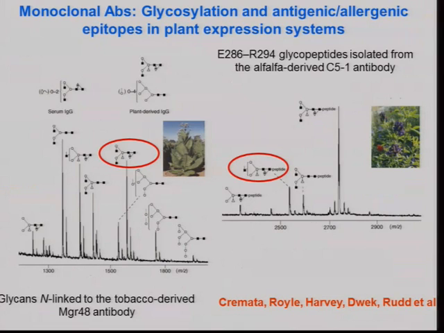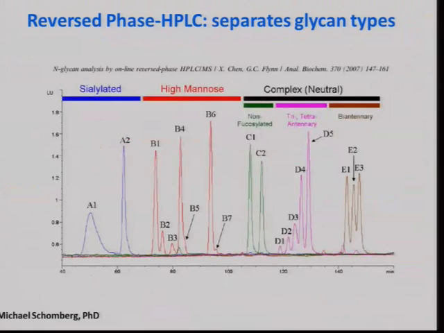So you can look using mass spec for these epitopes. How quantitative they are, you'd have to establish, but you can certainly confirm that they're there or not detectable. You can use reverse phase to separate glycans. Some people really like this. Roy really likes this.